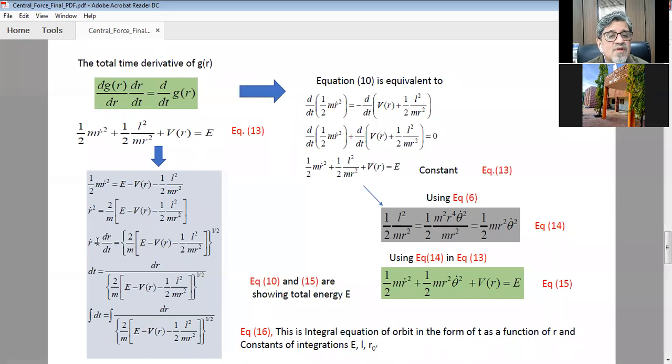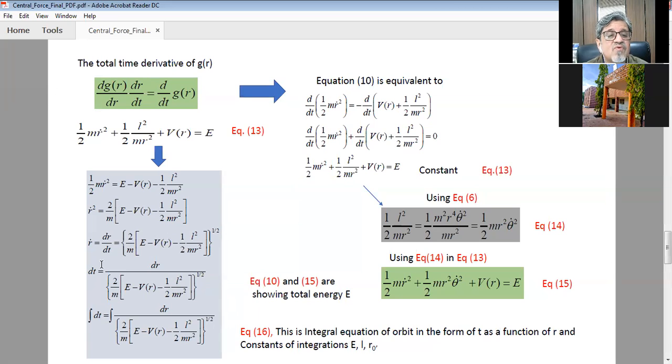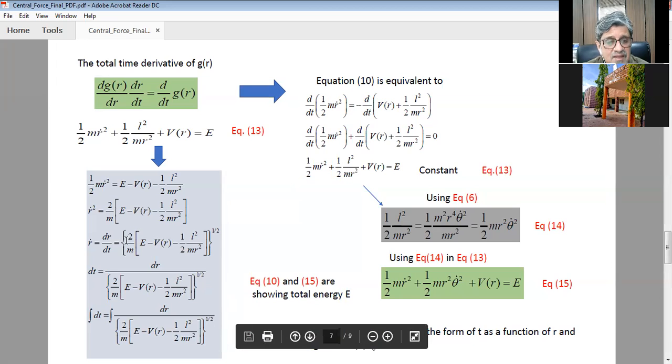Now writing it for r dot. r dot is nothing but dr by dt. Again equal to, in bracket, 2 divided by m, E minus V(r) minus 1/2 L square divided by m r square, and we have taken a square root, so it is raised to 1/2. Then we rewrite for dt. Naturally if we write for dt, the other terms will go into the denominator. So dr over the whole term, in bracket 2 divided by m, E minus V(r) minus 1/2 L square divided by m r square, raised to 1/2. Now this is a differential term. So if you want to integrate, then this becomes an integral, and this term is also integrated.